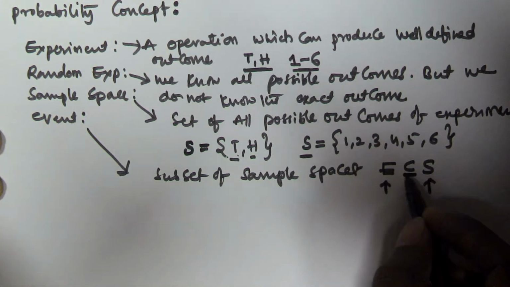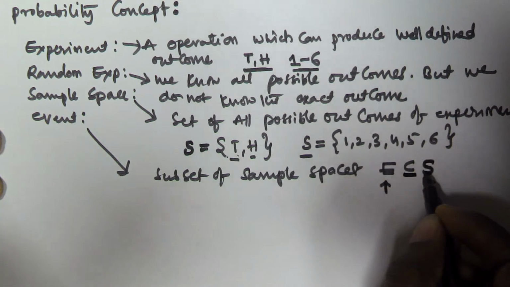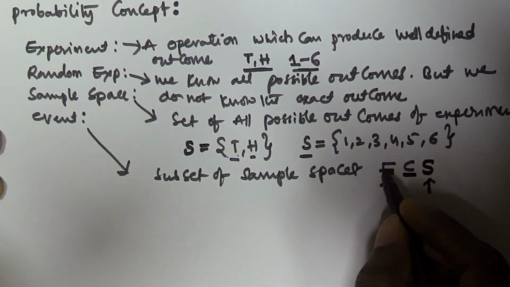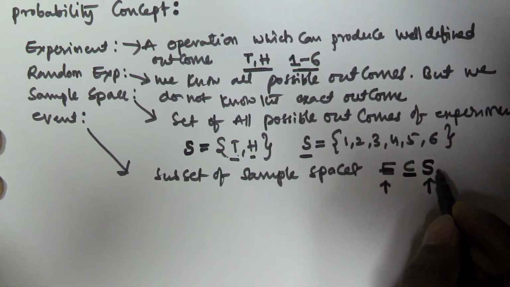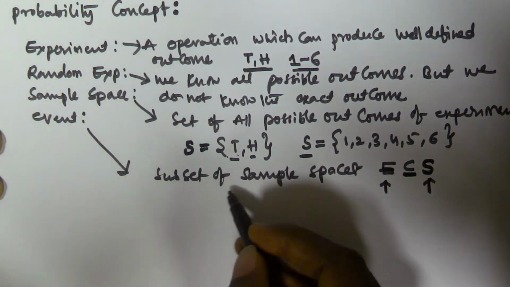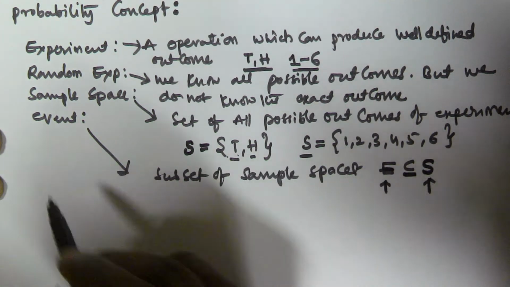Sometimes the subset is equivalent to the sample space also. So here the event may be a subset of S or equivalent to S, where S is the sample space. So a subset of the sample space is called an event.